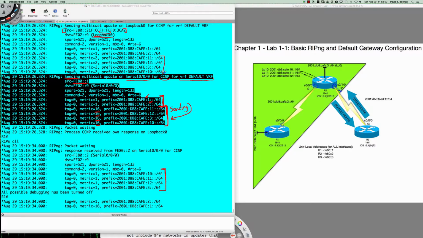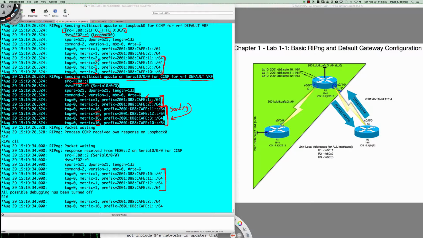And this is always interesting output here. I love the debugs. Look at our metrics. The metric is 2. So if the loopback address is sending out an update, right, and what's its destination, right? It's going to the RIPng multicast IPv6 address, FF02::9.